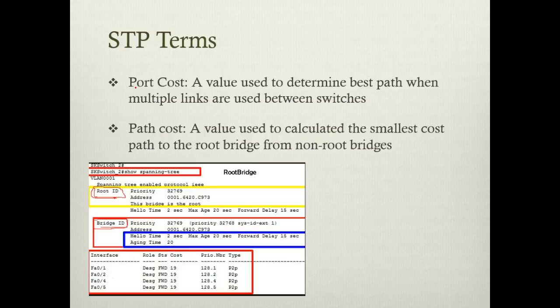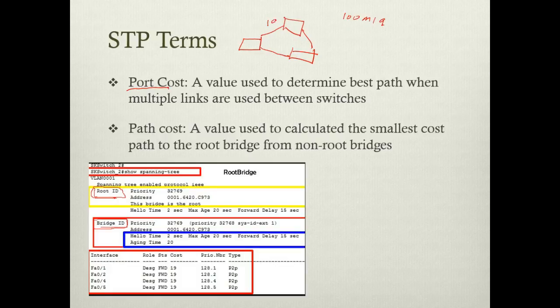Spanning tree terms, port cost is a value to determine the best path if we have multiple links. And what that means is that if we have something like this, and we're going to determine the path to the root wherever it is, we're going to have costs associated with these based on speed. And as I recall, we have things like the gigabit that costs 19, 100 meg, and I've got a table here, and there's a table in the book. I think 100 meg is a cost of 19.